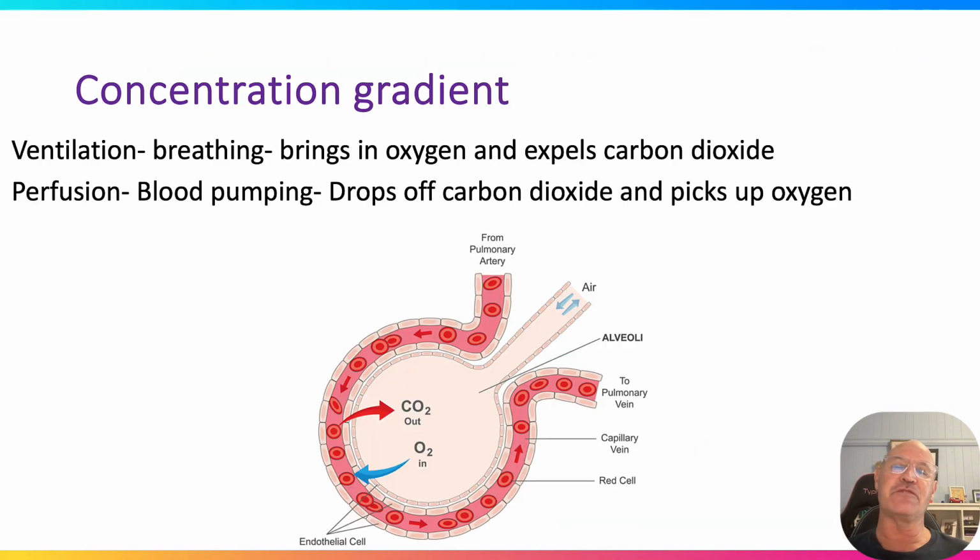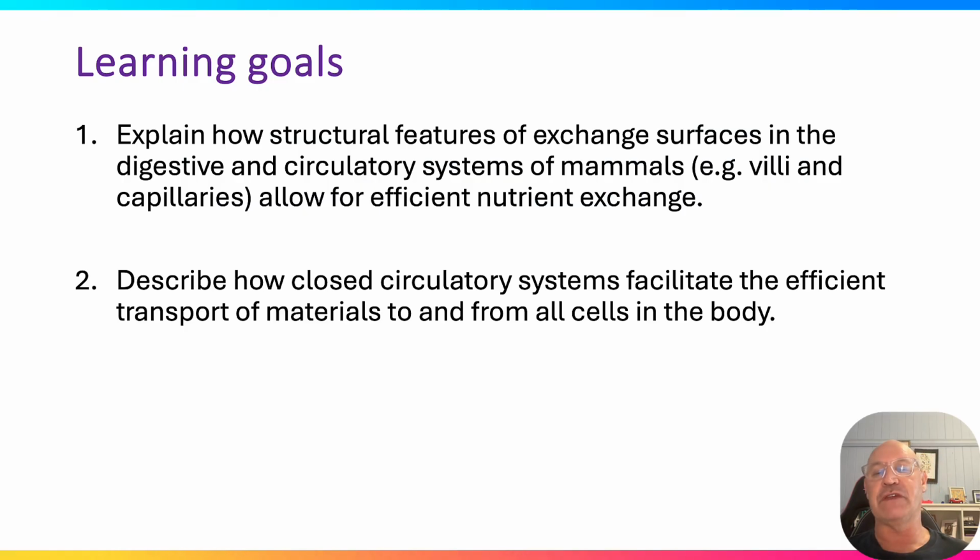So the first syllabus objective was about the structural features of these exchange surfaces. Just to summarize, there's 5 aspects: large surface area, thin walls, so allowing for a short diffusion path, concentration gradient, moist surface, and a large capillary network. That's our 5. The next thing we have to look at is to describe how a closed circulatory system facilitates the efficient transport of materials.